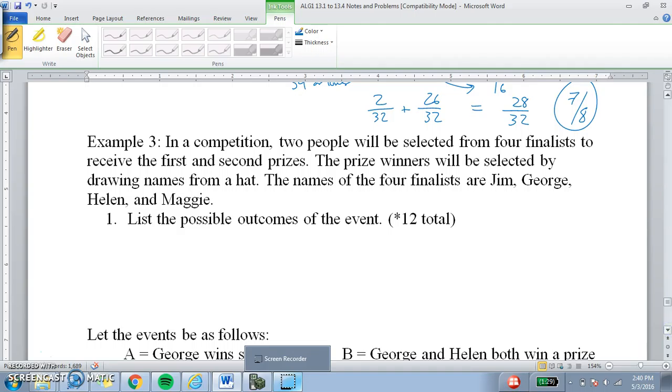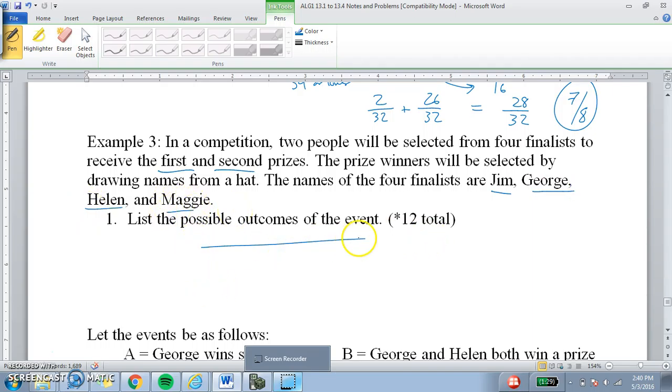All right, and last example. So we've got, in a competition, 2 people will be selected from 4 finalists to receive the first and second prizes. So, as we talked about in the last section, when it says first and second prizes, the order does matter. So picking person 1 and person 2 is different than picking person 2 and then person 1. The prize winners will be selected drawing names from a hat. The 4 finalists are Jim, George, Helen, and Maggie. List all the possible outcomes.